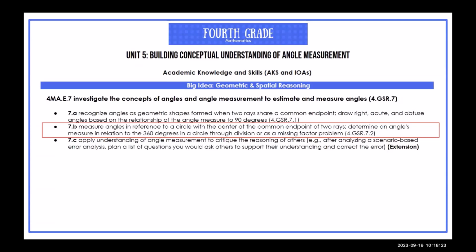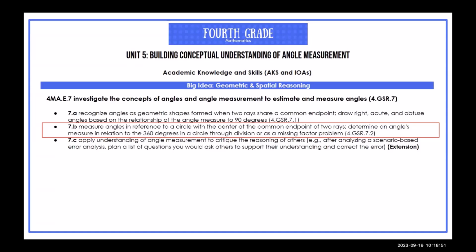For example, students could place 6 green triangles, pattern block triangles, around the center of a circle. Since there are 360 degrees in a circle, you could find the angle measurement of the triangle by dividing 360 divided by 6. And so that would show that each triangle has a 60-degree angle.